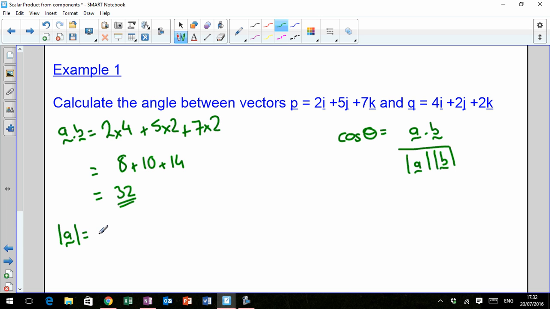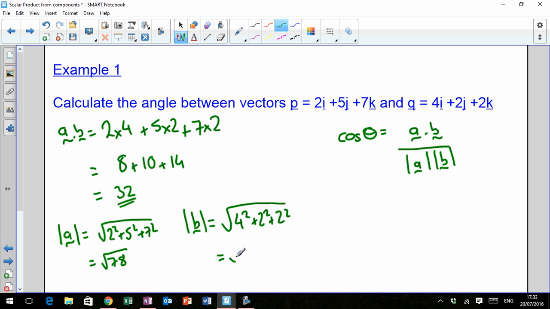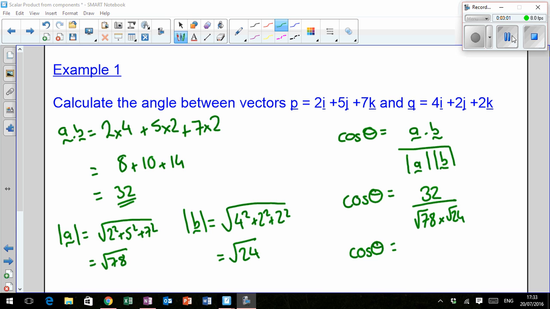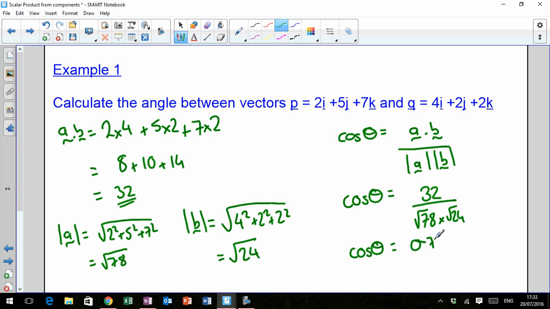Next, we need the magnitude of a, which is the square root of 2 squared plus 5 squared plus 7 squared, which is 4 plus 25 plus 49, 78, so root 78. Then the same for the magnitude of b: the square root of 4 squared plus 2 squared plus 2 squared, which is root 24. So that's all our legwork done. Now, cos theta is the dot product, 32, over root 78 multiplied by root 24. Calculating this, cos theta is 0.7396 and so on, which means theta is inverse cos of your answer, which gives you 42.3 degrees for the angle between the two vectors.